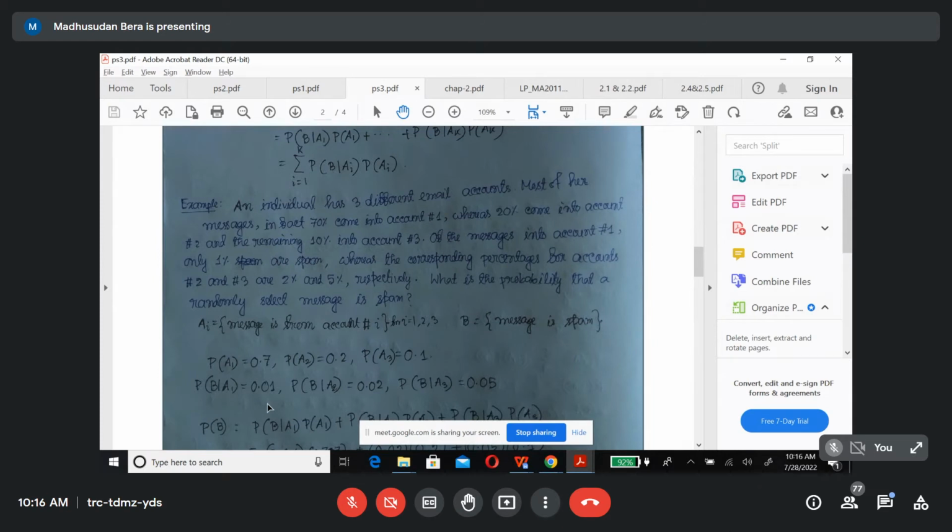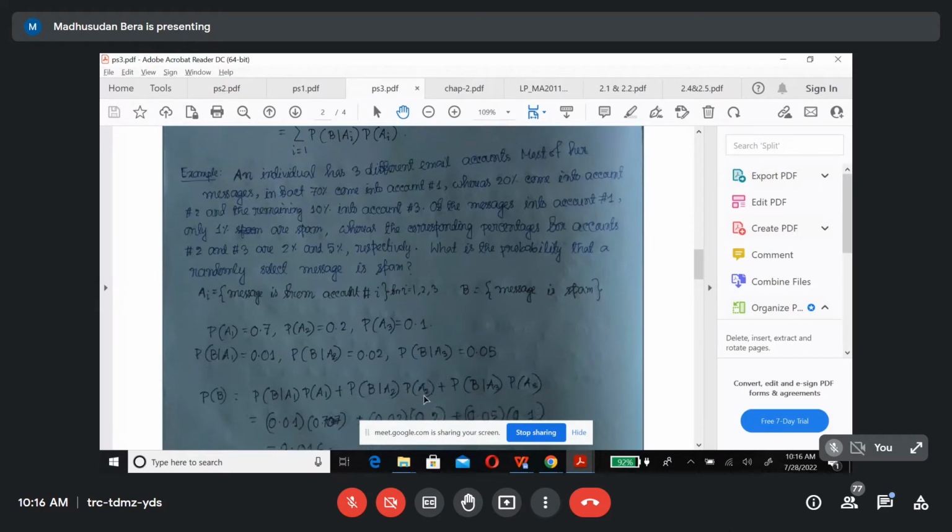In account 1, we are assuming mails are in account 1. Then what is the probability of spam? That will be P of B given A1. So in account 1, 1% is spam, so P of B given A1 is 0.01. Is that okay? For accounts 2 and 3, the spam percentage is 2% and 5%. So P of B given A2 is 0.02, P of B given A3 is 0.05.